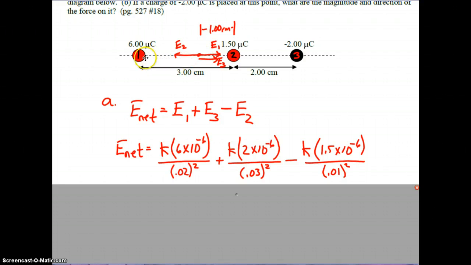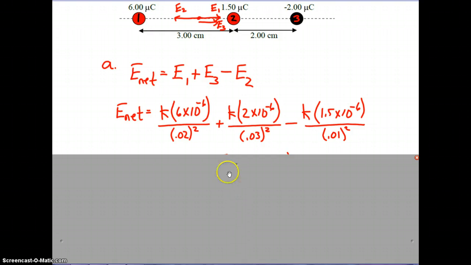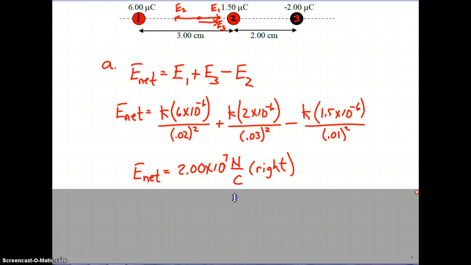The distances: for E1, the point is 2 centimeters from charge 1. That point is 1 centimeter from charge 2, which we see over here. And that point is 3 centimeters from charge 3, which is 2 centimeters plus the 1 centimeter to the left of that. Don't forget to square. In doing that calculation, we get 2 times 10 to the 7th newtons per coulomb. And because we got a positive value, that indicates the net electric field is to the right.